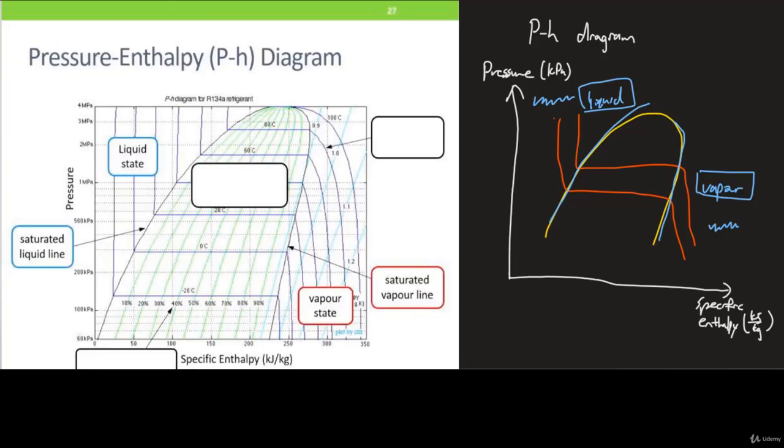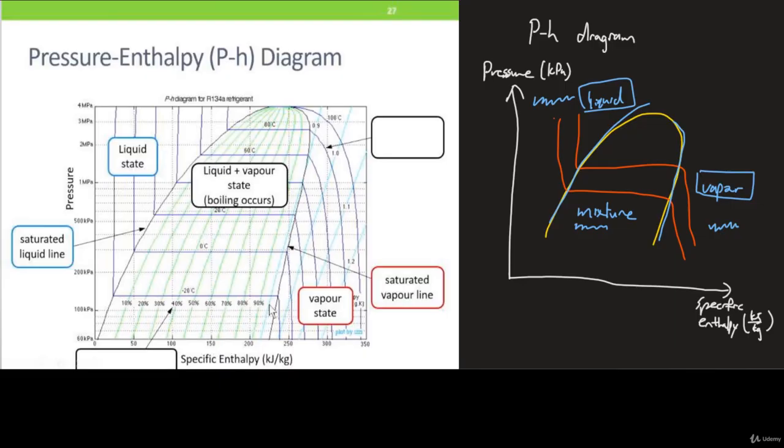So if the left-hand side is liquid and the right-hand side is vapor, how about the middle part? Okay, this portion over here. How about this portion over here? If the refrigerant is inside this curve, it actually exists as a mixture, liquid plus vapor state.